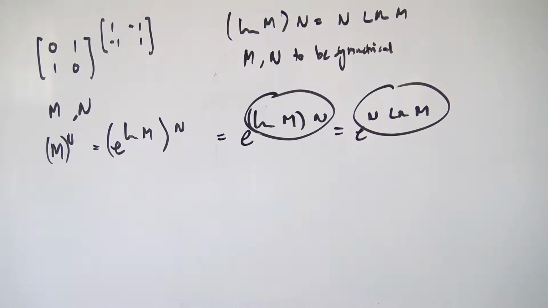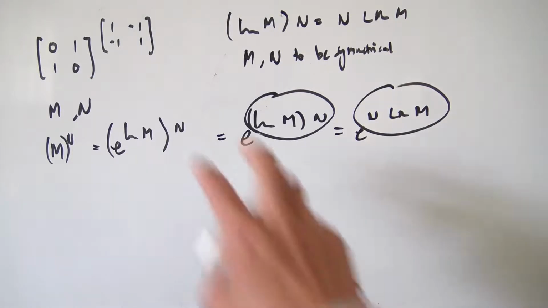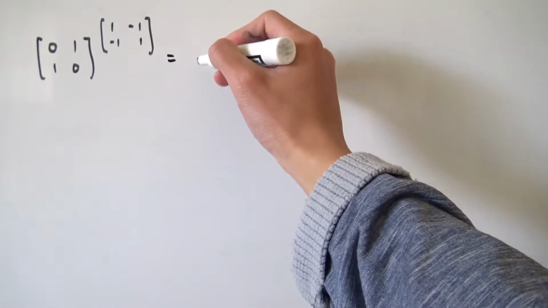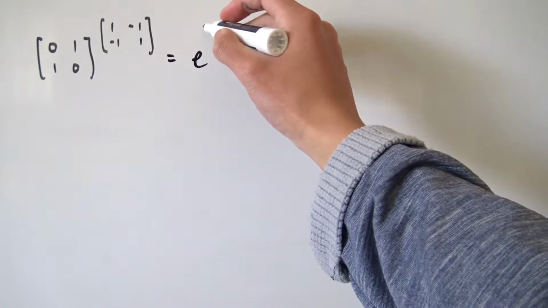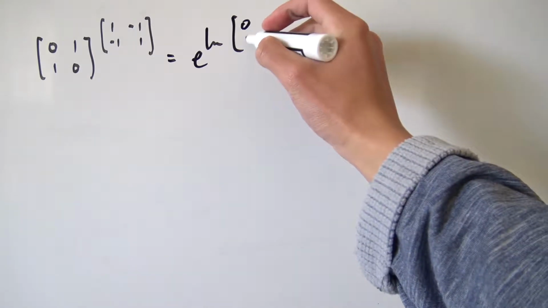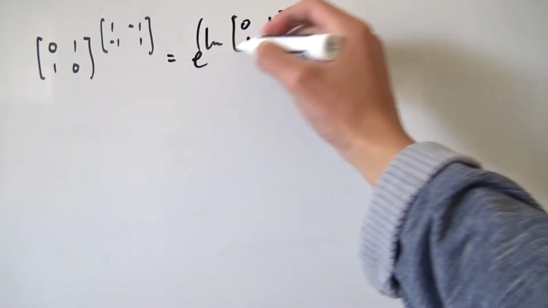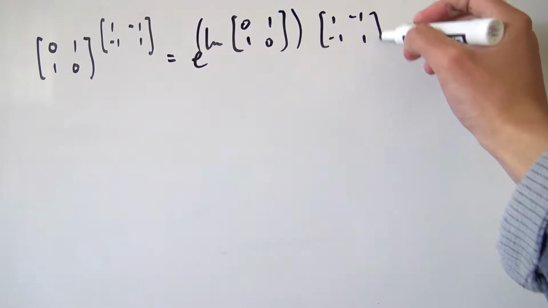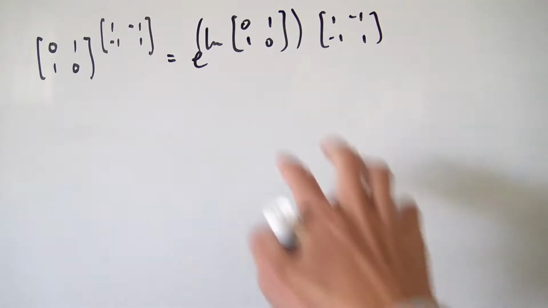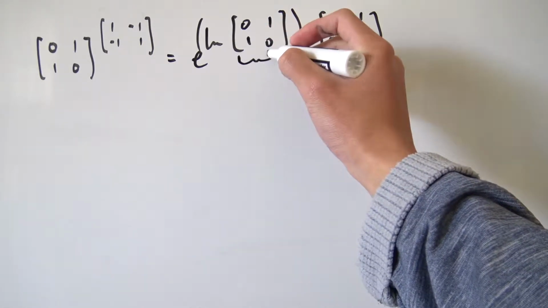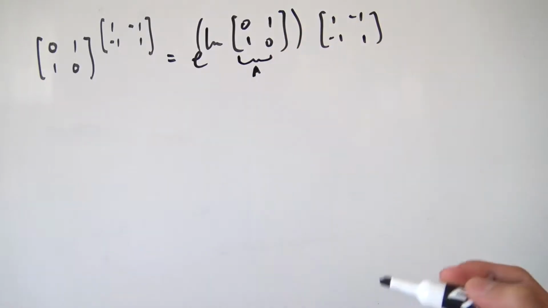So with all of that out of the way, let's actually go ahead and calculate this example right here. First of all, we want to turn this into base e. So this is equal to e to the natural log of this bottom matrix, 0, 1, 1, 0, and all of that multiplied by 1, negative 1, negative 1, 1. Okay, so first of all, we need to calculate the natural log of this matrix. Let's call that matrix, I don't know, A, for example.